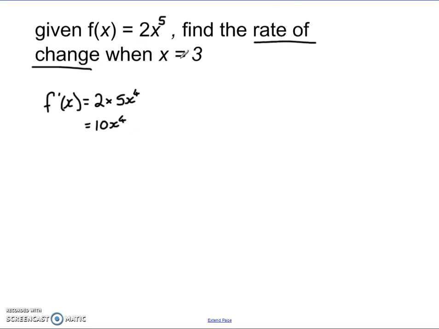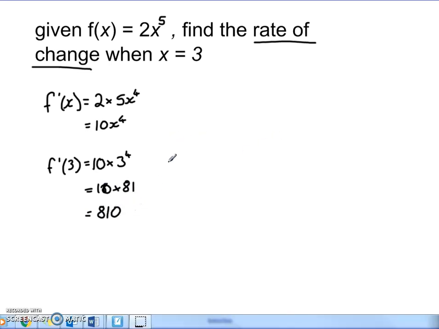Now, I want to get the rate of change when x equals 3. Once I've calculated the derivative, in order to do that, what I'm looking to calculate is f dashed of 3, i.e. what do I get when I substitute in 3 for wherever I get a value of x within my derivative function. So to do that, we simply plug it in. We get then 10 times 3 to the power of 4, putting it in for x. 3 to the power of 4, that's 81. So it's then 10 times 81. 10 81s is 810.